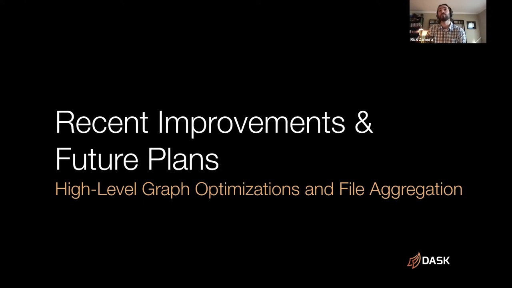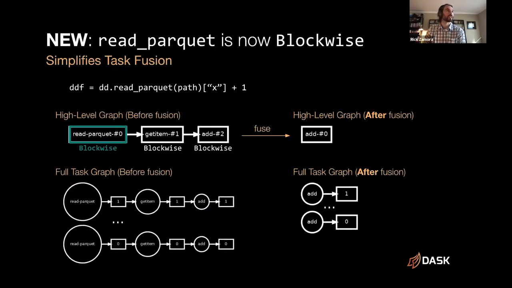So some recent improvements and some plans for the future. First, I'll just talk about some recent improvements. Something that's nice is read Parquet is now constructing what's called a blockwise high-level graph layer under the hood. You don't really need to know anything about blockwise or what high-level graph layers are, but I can just celebrate something that happens now.